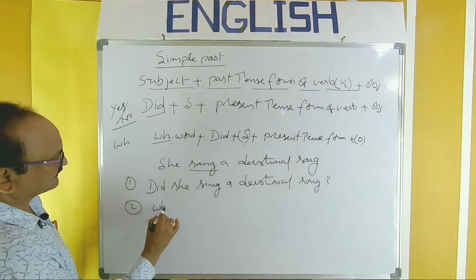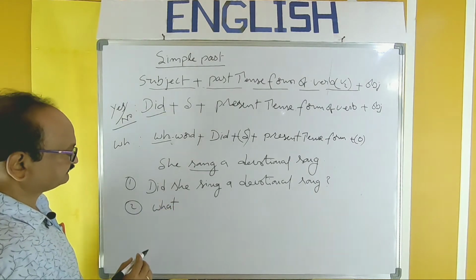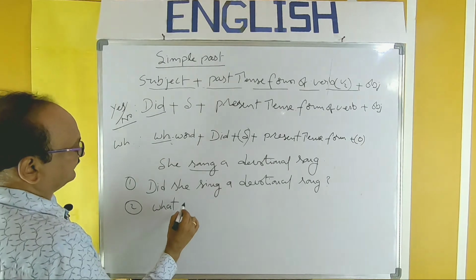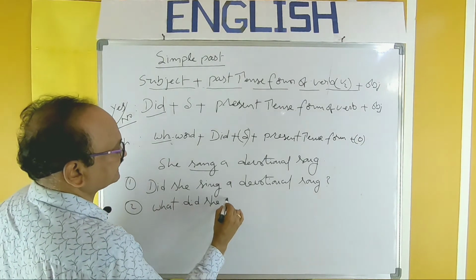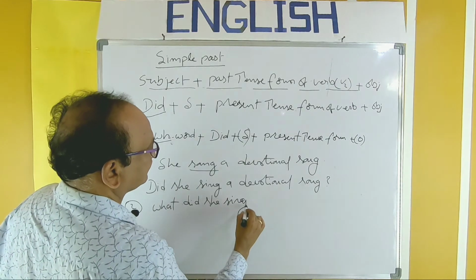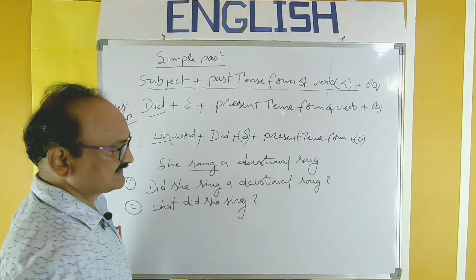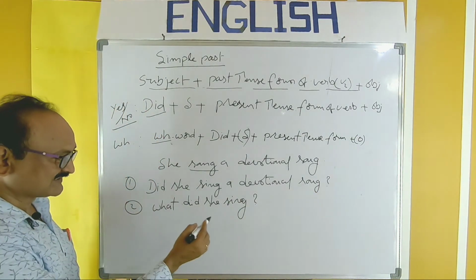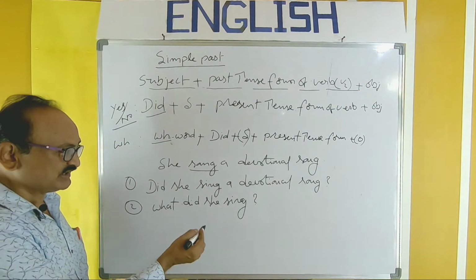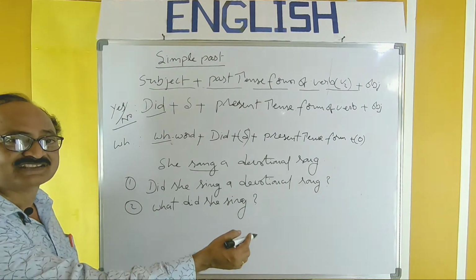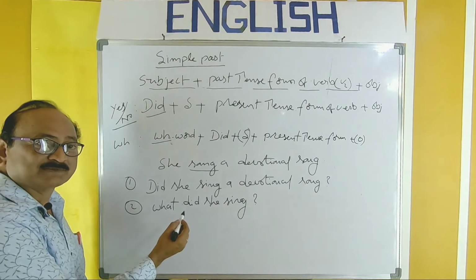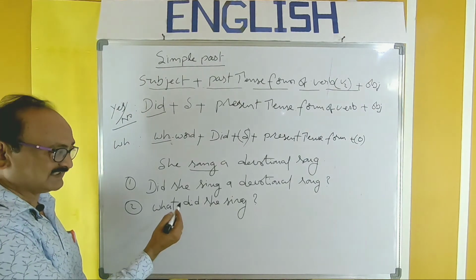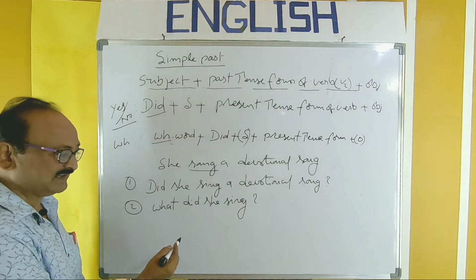Second type of question: you can use what. What did she sing? In this case, the object is not necessary. What did she sing? The answer must be, she sang a devotional song. So you have to frame questions like this. These are the questions in the simple past.